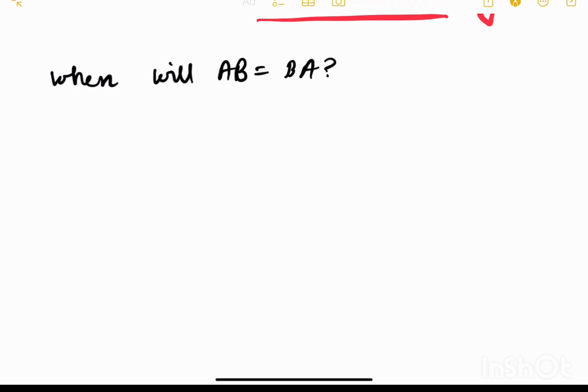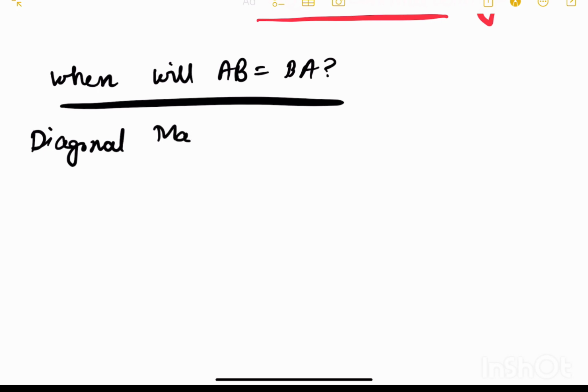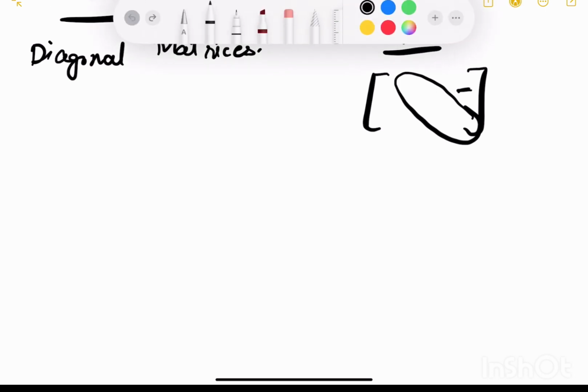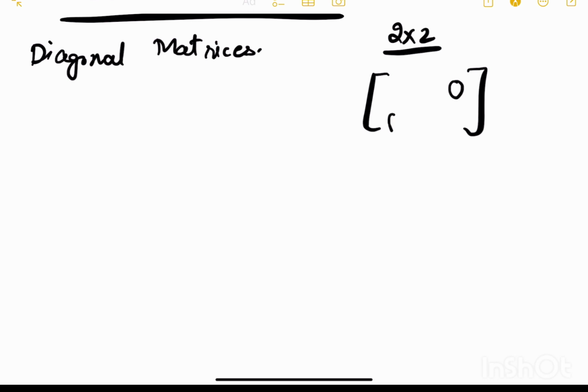Okay. So now the next question that must come into your mind is that when will my AB be equal to BA? When is that condition? Now just recall what diagonal matrices are. My diagonal matrices are in terms of 2 cross 2, what it meant was this is my 2 cross 2. So this was my diagonal element, right? And this is my non-diagonal element, isn't it? So my non-diagonal elements will be 0 always, and I can have any number along my diagonal. So this is my diagonal matrix.